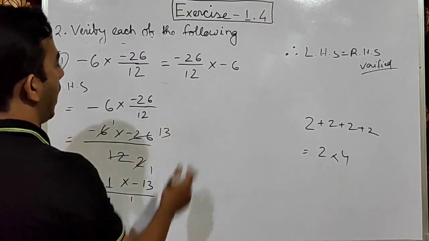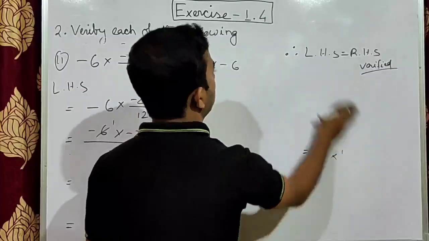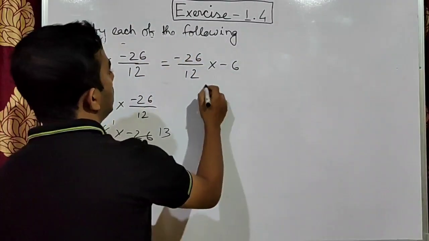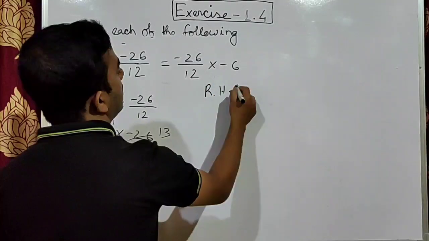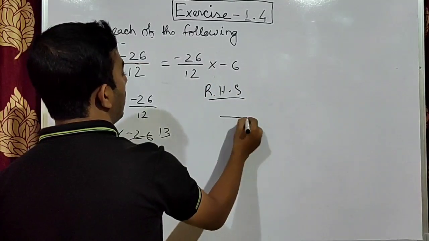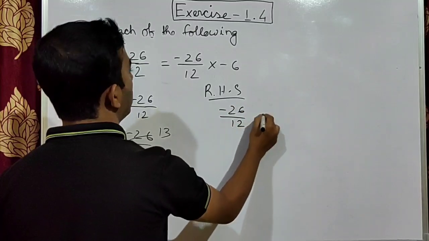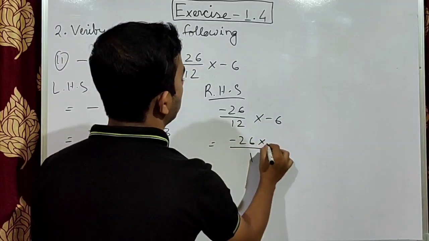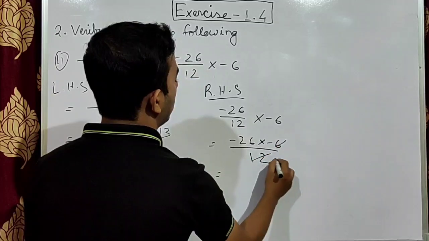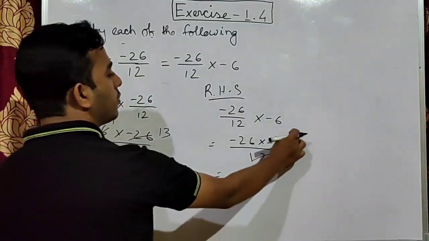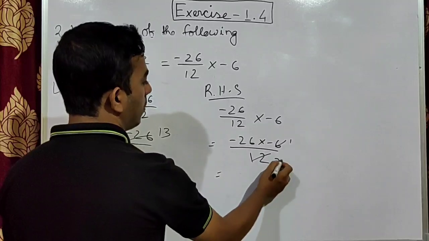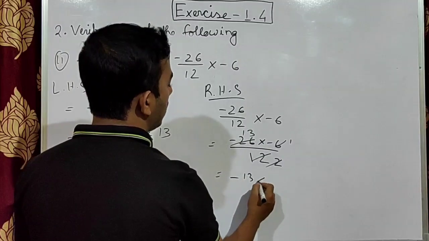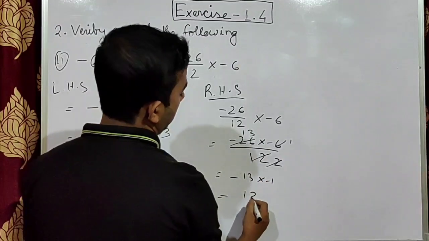Now let's move to the RHS. RHS, right hand side, it is minus 26 by 12 into minus 6. So it will be minus 26 into minus 6 over 12. So again 2 1, right? Here 6 into 1 is 6, then 6 into 2 is 12. This is also 13. So it is minus 13 into minus 1. So it will be 13.